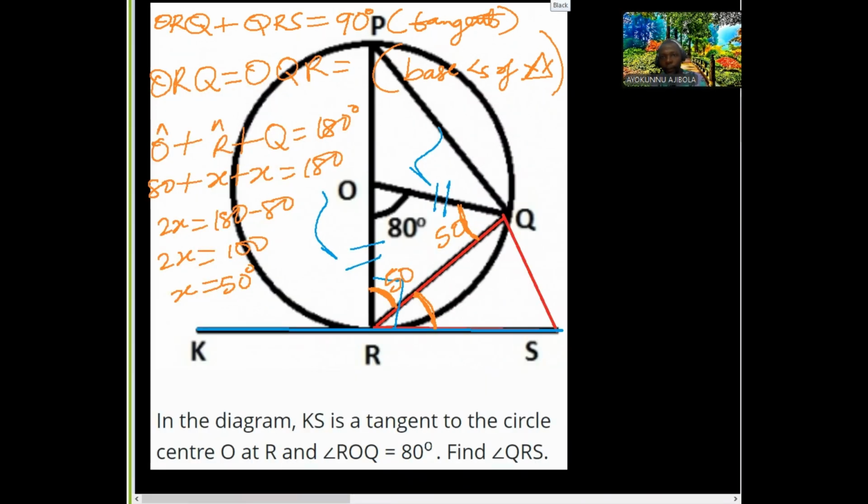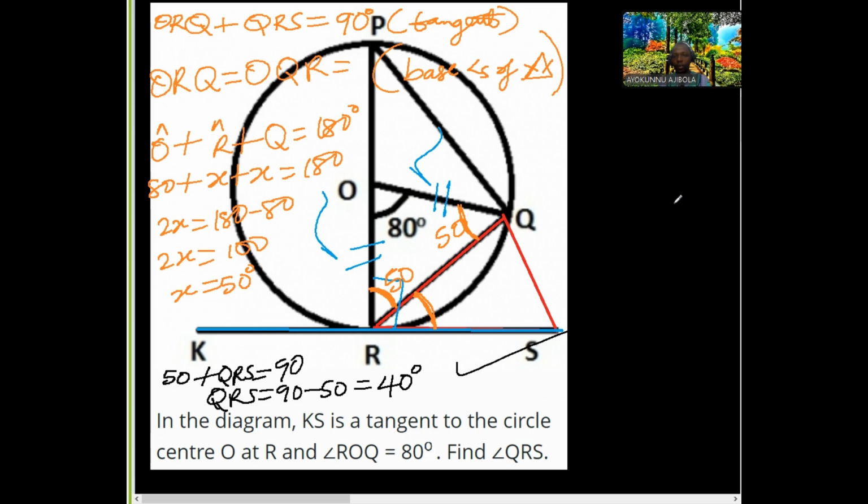Is that clear? So that means ORQ plus QRS equals 90, so 50 plus the one we're looking for equals 90. So QRS will be 90 minus 50, which is 40. 40 degrees. That's clear, right?